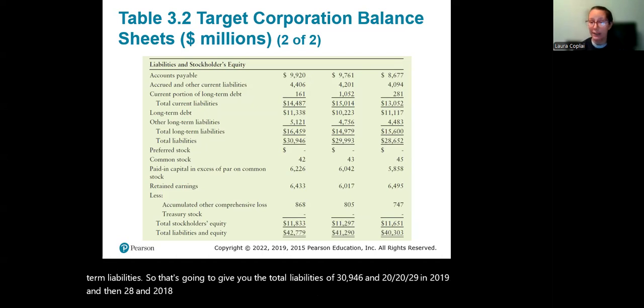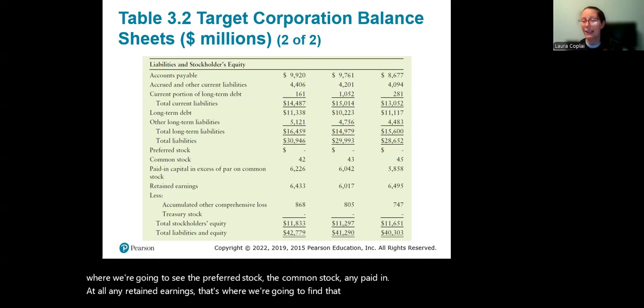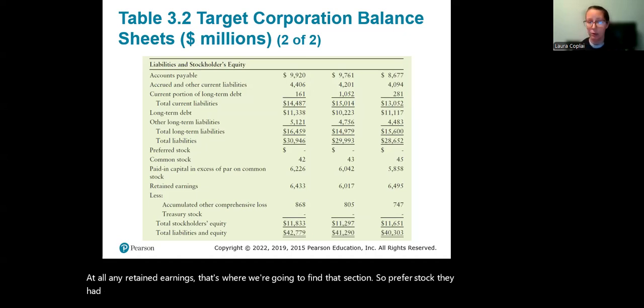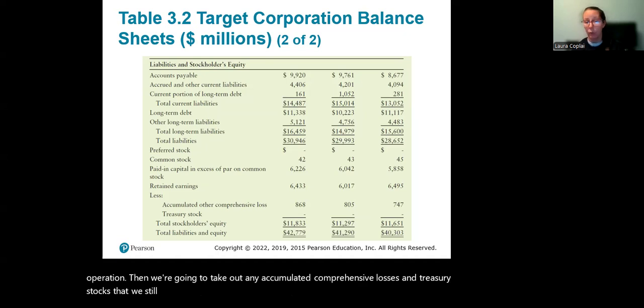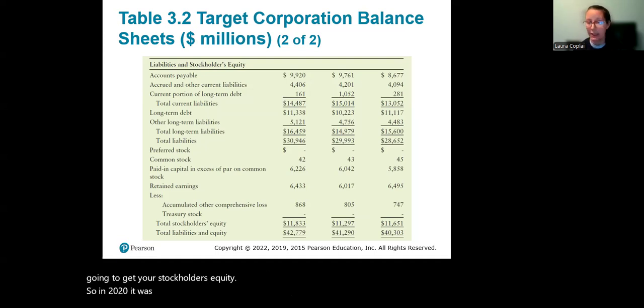Then we're going to take a look at the owners' section. That's where we're going to see the preferred stock, the common stock, any paid in capital, any retained earnings. That's where we're going to find that section. So preferred stock, they had none. Common stock, they did have some, so they listed that out. The paid in capital in excess of par on that common stock is listed out, as well as the retained earnings since the beginning of their operation. Then we're going to take out any accumulated comprehensive losses and treasury stock that we still hold. Once you have that, you add everything together and you get your stockholders' equity. So in 2020, it was 11.8. In 2019, it was 11.2.